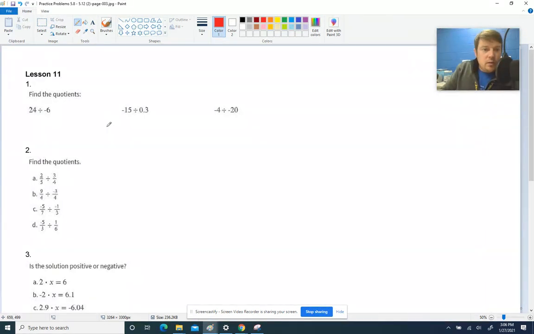And we're finding quotients, which means we're dividing, and the rules for multiplying and dividing are the same. So we know that a positive times a positive is positive, a positive times a negative is negative, a negative times a positive is negative, and a negative times a negative is positive. And all of that works for division too. So if we divide 24 by negative 6, we know that a positive and a negative make a negative quotient. So this is going to be negative, and 6 goes into that 4 times.